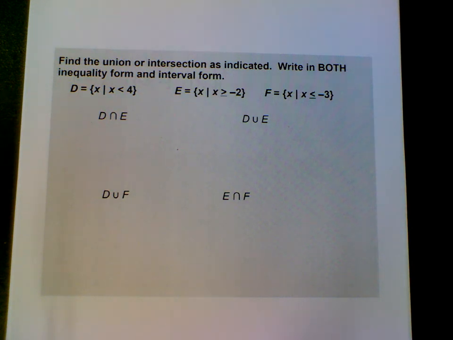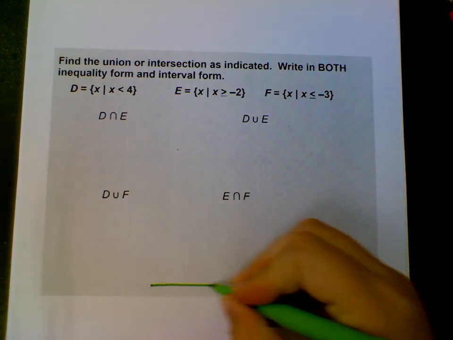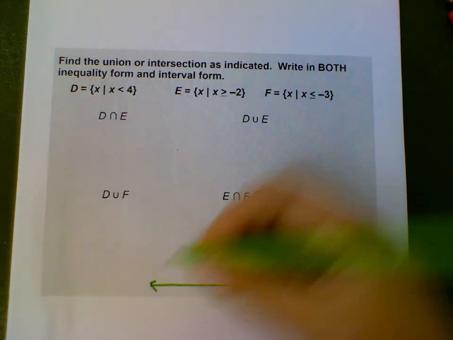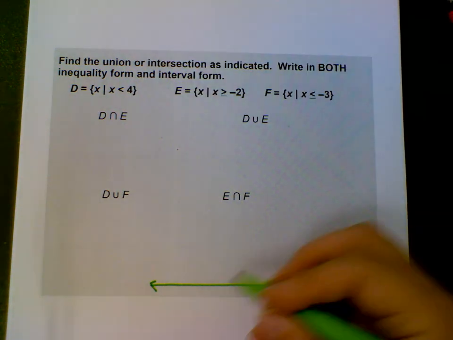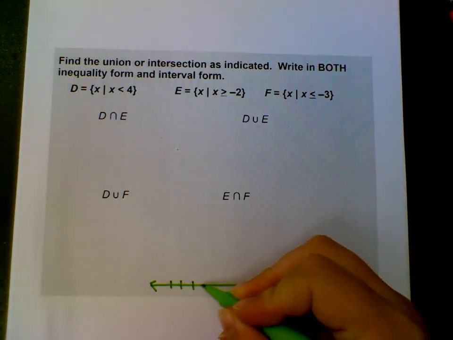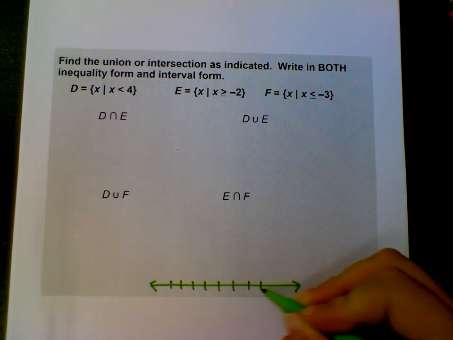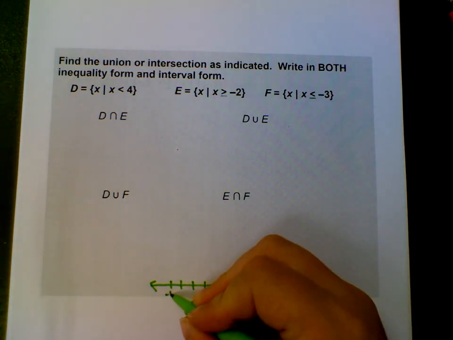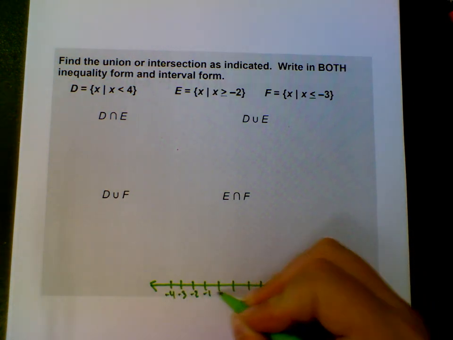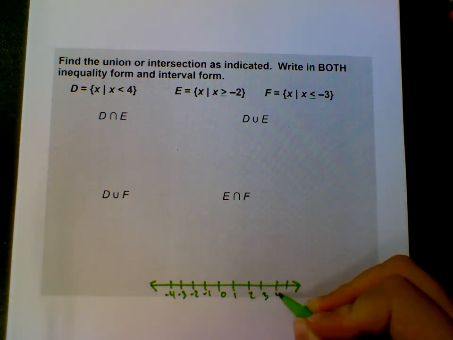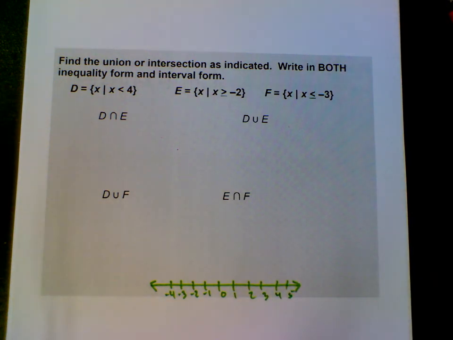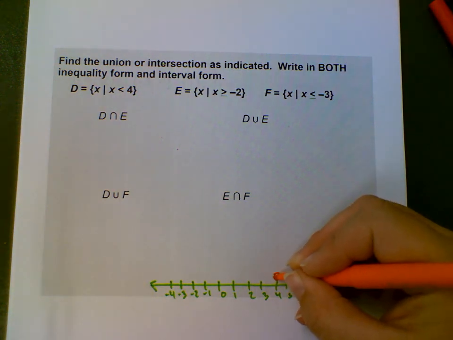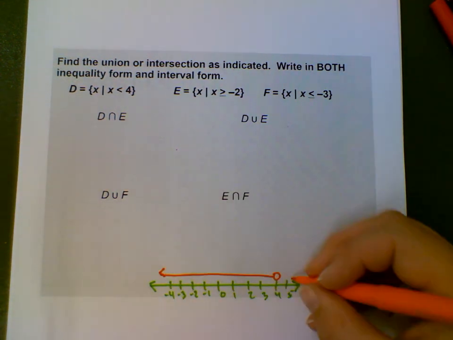Now we're going to do this, but in set builder notation. In set builder notation, I find it easier to draw myself a little bit of a number line. My important numbers would be 4, -2, and -3. -3, -2, -1, 0, 1, 2, 3, 4, 5. My first set is going to be D, that is x is less than 4. That's an open circle on 4, arrow to the left. That's D.